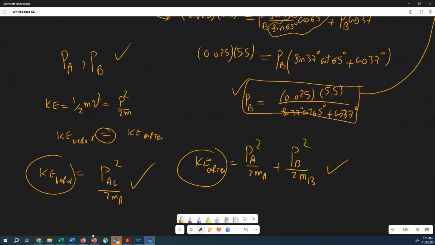If they are equal, it is an elastic collision. Okay, if KE before is equal to KE after, elastic. Otherwise, inelastic. Yes.